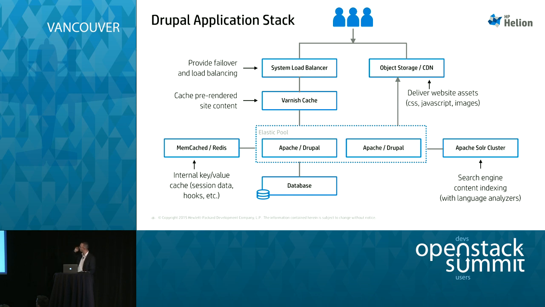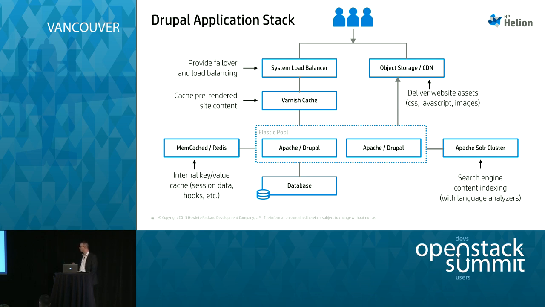And basically, at the top, we usually have a system load balancer. We have a Varnish cache that can store and pre-cache the rendered web pages. We have a so-called elastic pool of Apache and Drupal applications. And we have another cache layer that holds internal key values, for example, for session data and internal hooks and similar things. Of course, we have a database at the end, a standard traditional relational database.